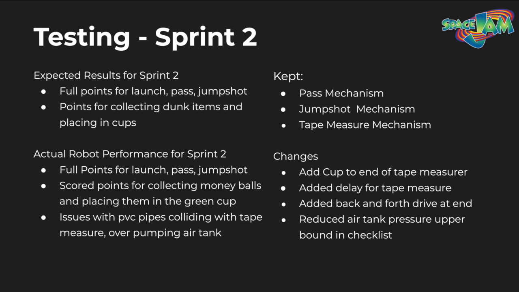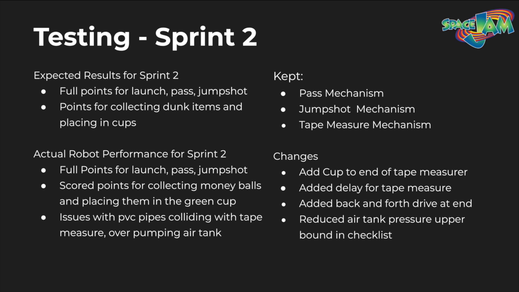score the money balls for the dunk, as we had yet to figure out how to dunk the initial stock item. Our actual results for this competition were full points for the launch, pass, and jump shot, so our new cannon worked great, and we scored both money balls in the green on two different trials. But for our final trial, a PVC pipe fell into the ramp and caused it to unwind.